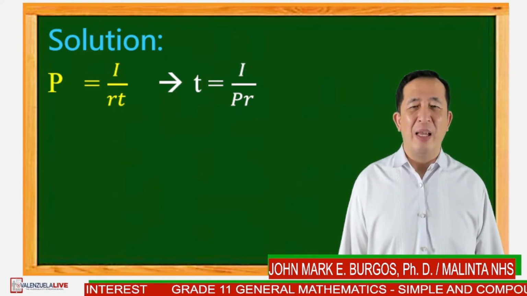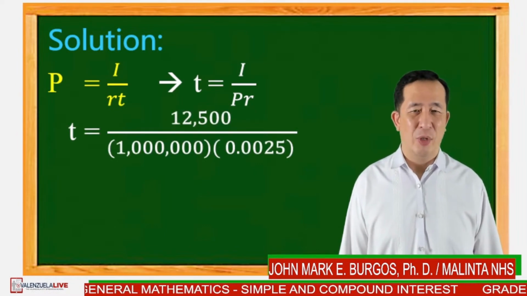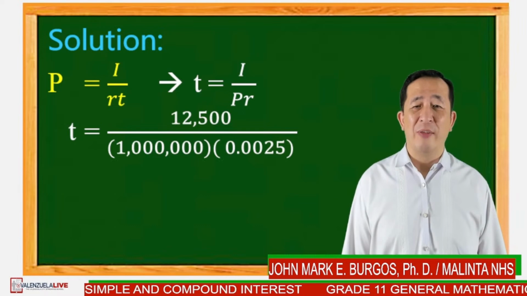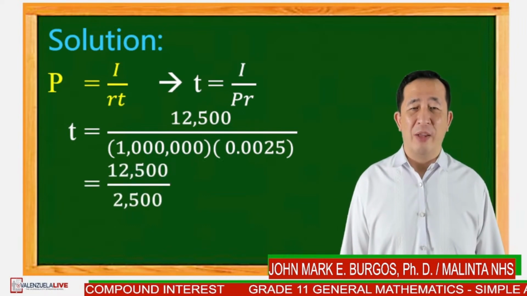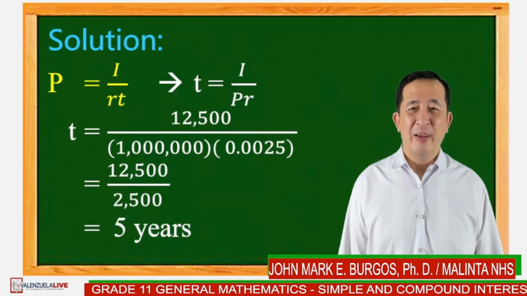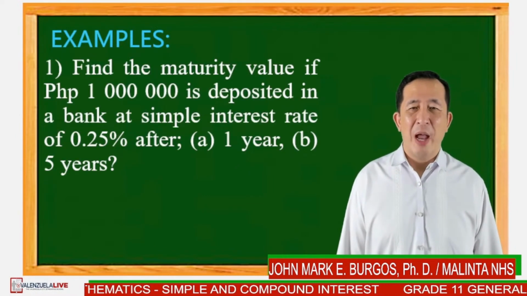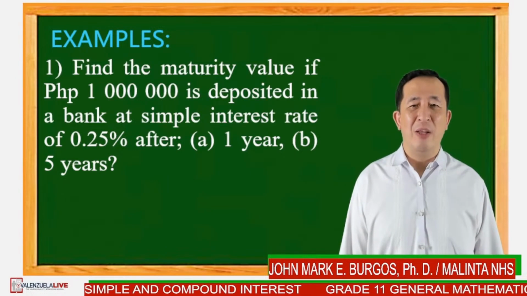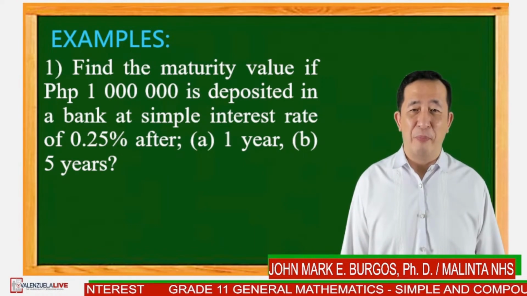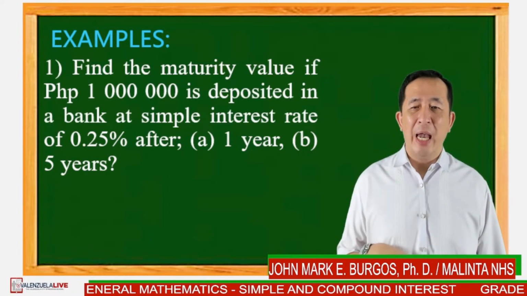To substitute the values, we have 12,500 divided by 1 million pesos times 0.0025, or 12,500 divided by 2,500. The time will be 5 years. Now, to find the maturity value, we have the first example. Find the maturity value if 1 million pesos is deposited in a bank at a simple interest rate of 0.25% after A, the first year, B, 5 years.